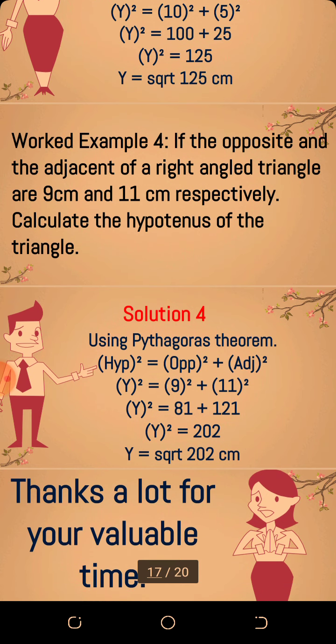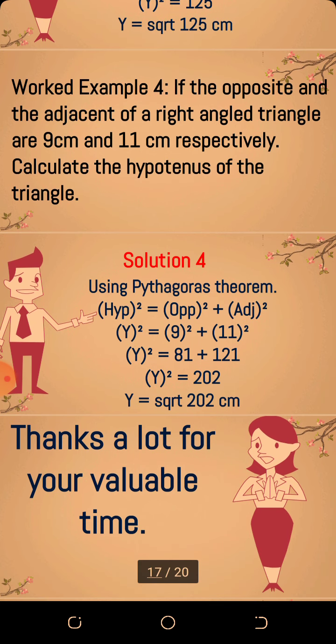9 squared is going to be 9 times 9, which is equal to 81. 11 times 11 is equal to 121. 81 plus 121 will give us 202. So our y squared is equal to 202. To get the value of y, we need to find the square root of 202. Since 202 is not a perfect square, our y is going to be square root of 202 centimeter. Therefore, our hypotenuse is equal to square root of 202 centimeter.